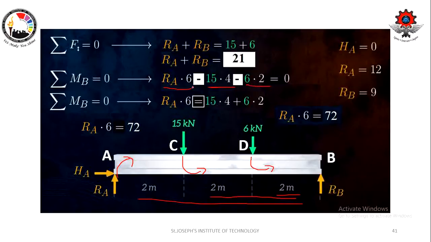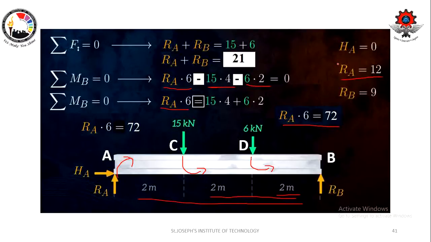So solving this, RA into 6, taking this 15 into 4 and 6 into 2 on the other side, we get 15 into 4 and 6 into 2. So totally RA into 6 is equal to 72. That will get you RA is equal to 12, right?